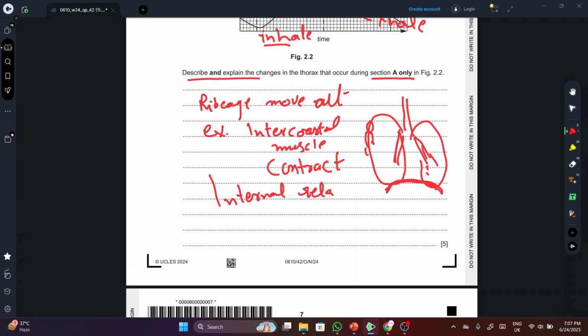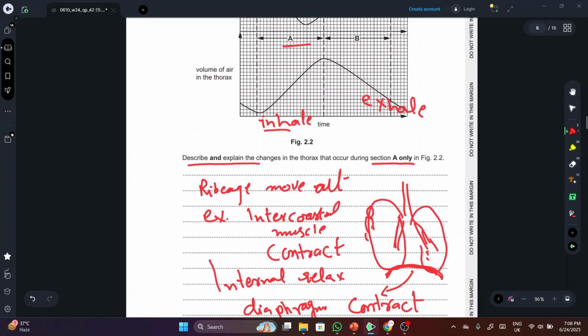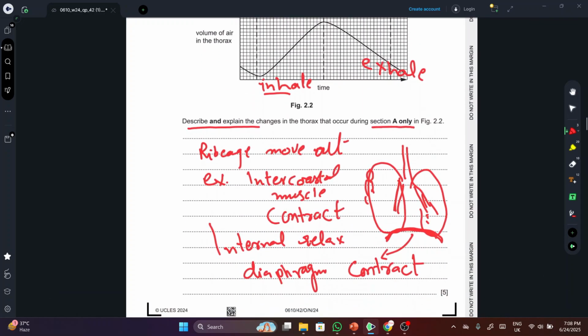So basically the diaphragm, you will also mention the diaphragm, and the pressure and volume with reference to the graph, because these muscles also contract. So all these changes occur during the inhalation, which is shown in the graph during this A.